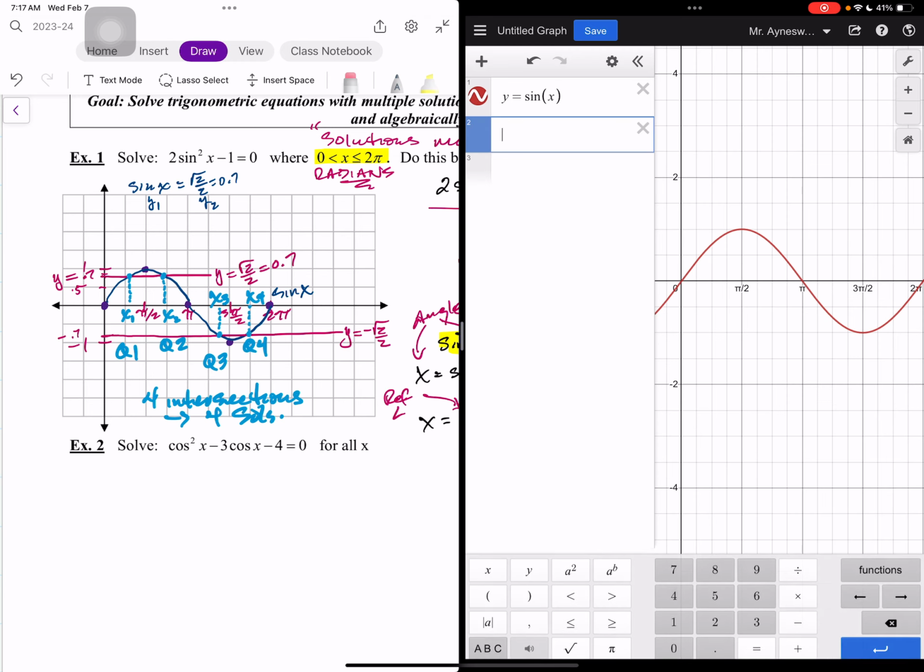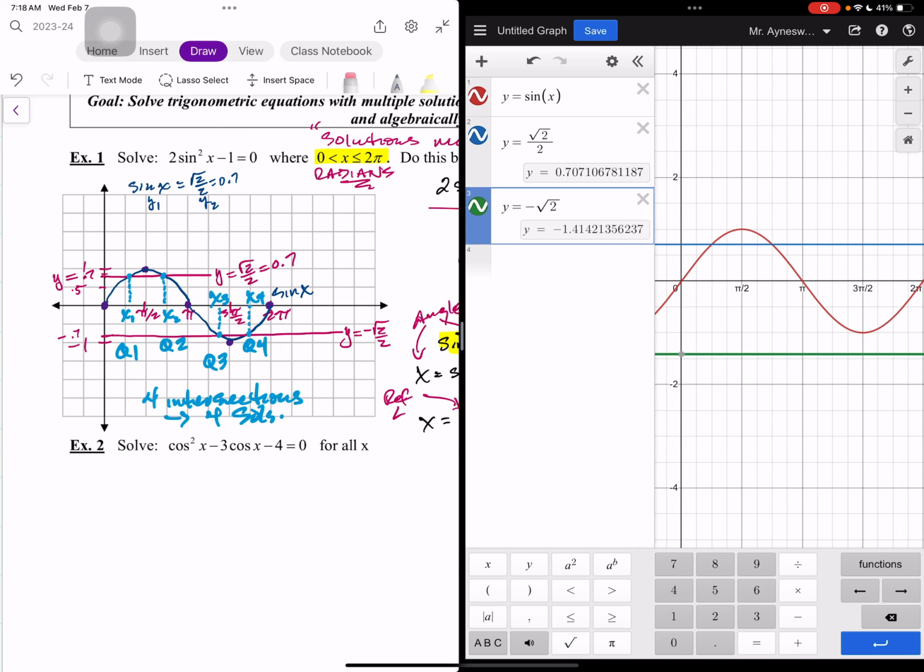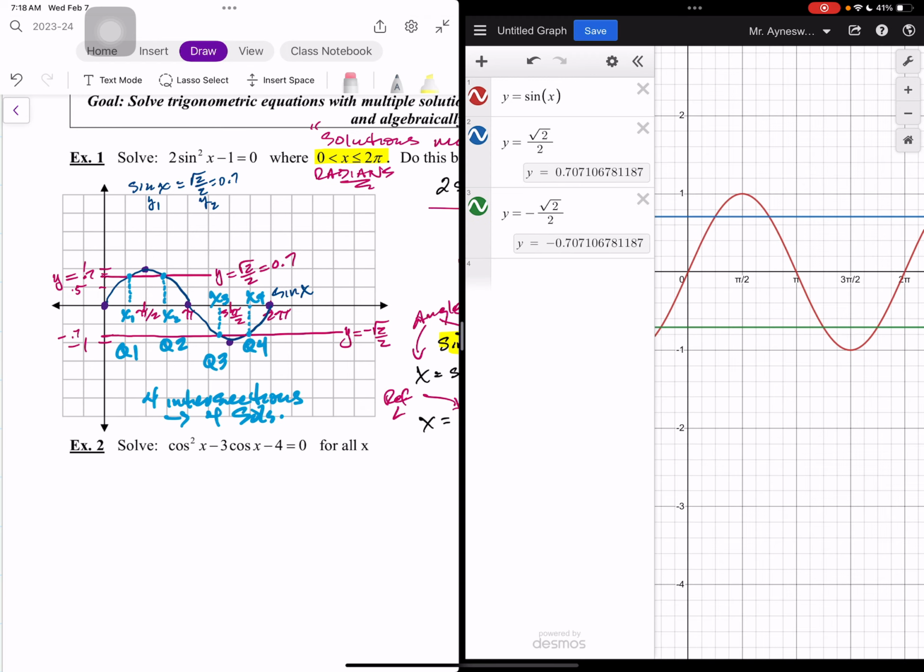All right, now you type in y equals radical 2 divided by 2. And then you type in another one, y equals negative radical 2 divided by 2. And you can take a look at the intersection points. Okay, so here we go. Let's click on these intersection points.